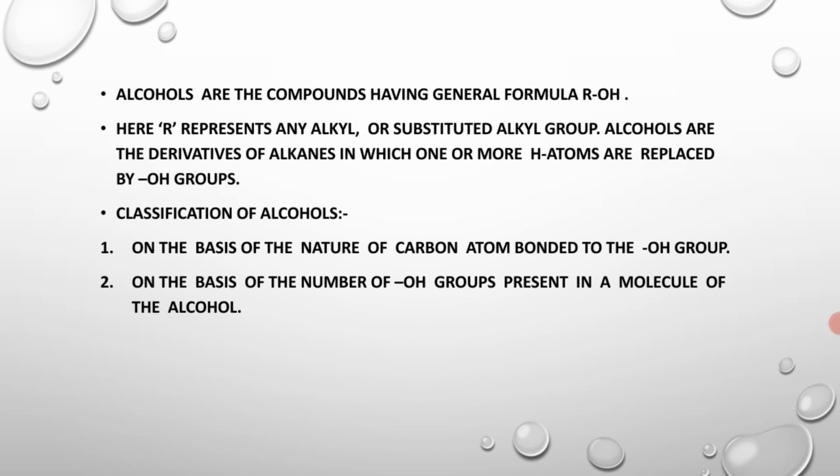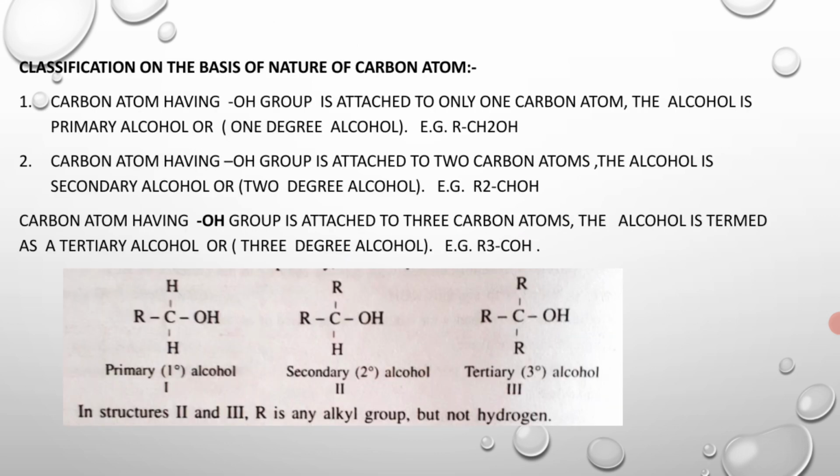As we know, the classification on the basis of the nature of the carbon atom: when the hydroxyl group is attached to only one carbon atom, the alcohol is primary alcohol or 1 degree alcohol. Here is the example, RCH2OH.